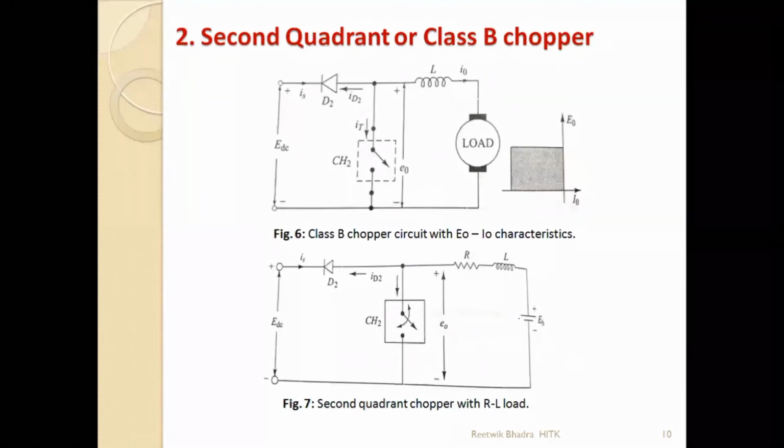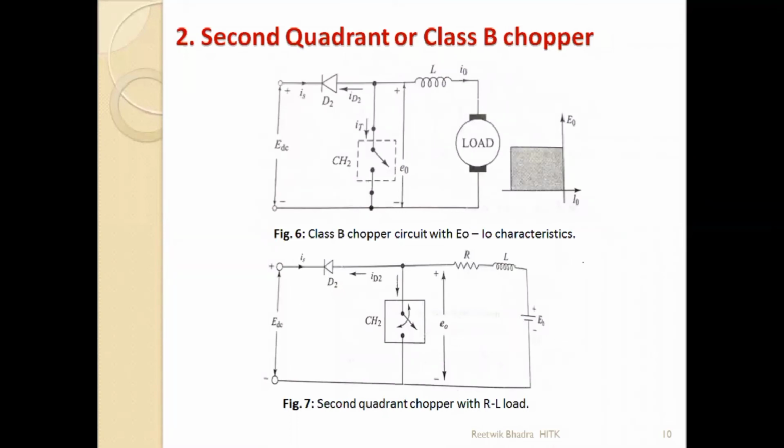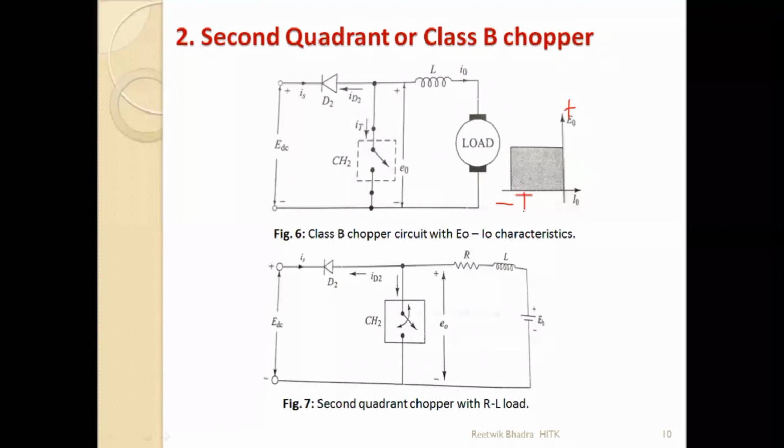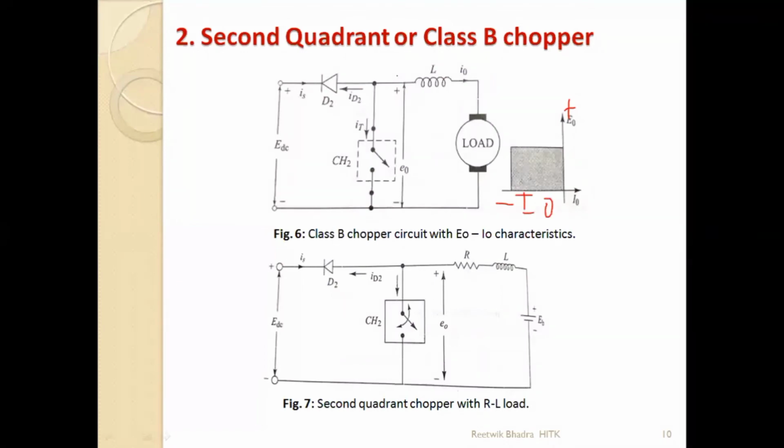Next one, last topic of discussion, is your class B chopper or your second quadrant chopper. It can operate in only the second quadrant, plus E0 minus I0. This is your circuit we should remember, but in your exam you should draw this one, the second figure. Load is replaced by a DC motor, so R, L, E.